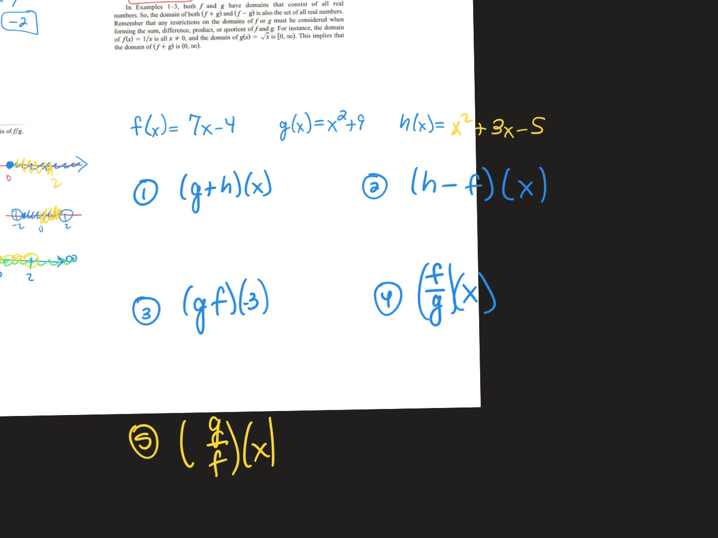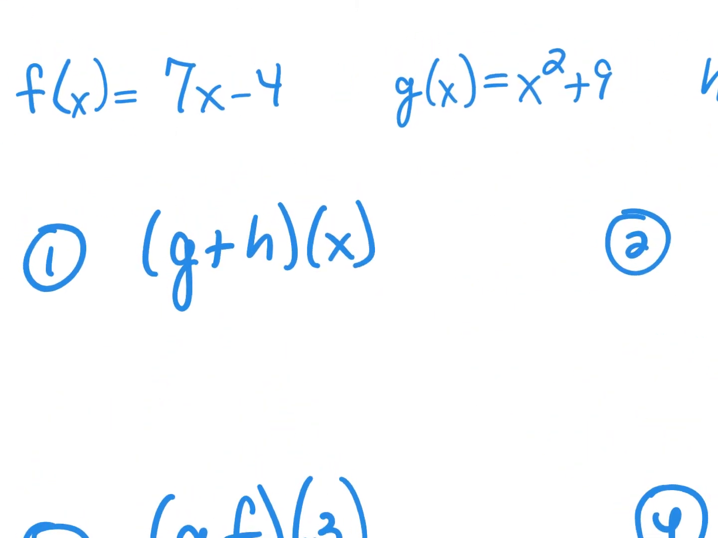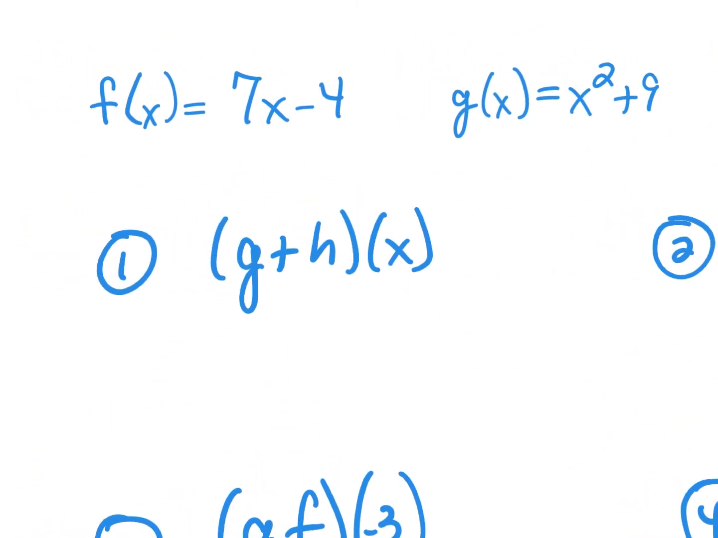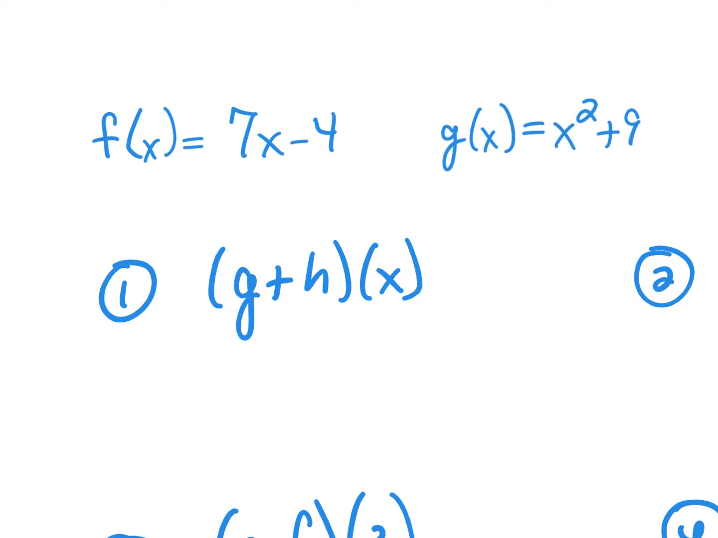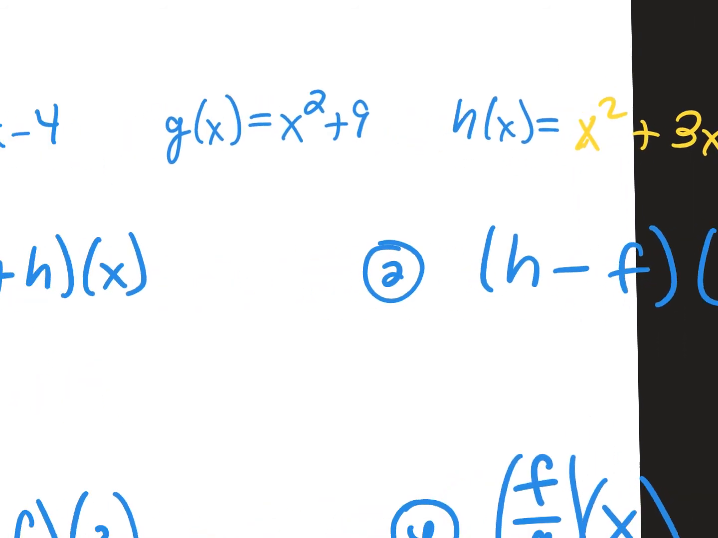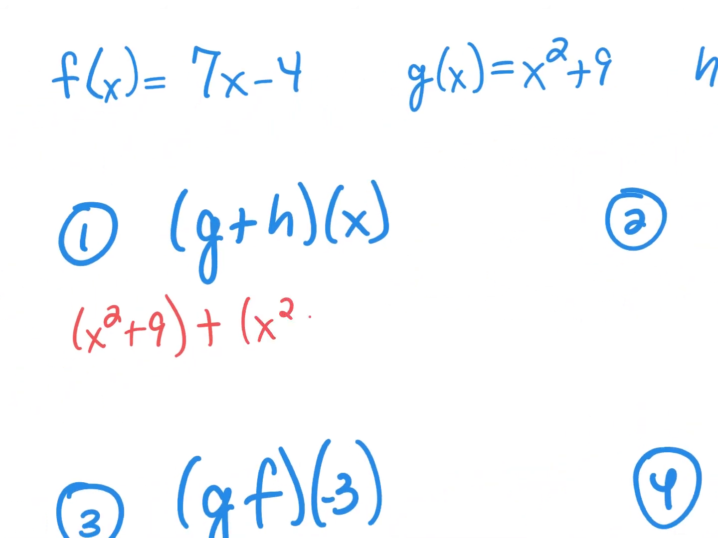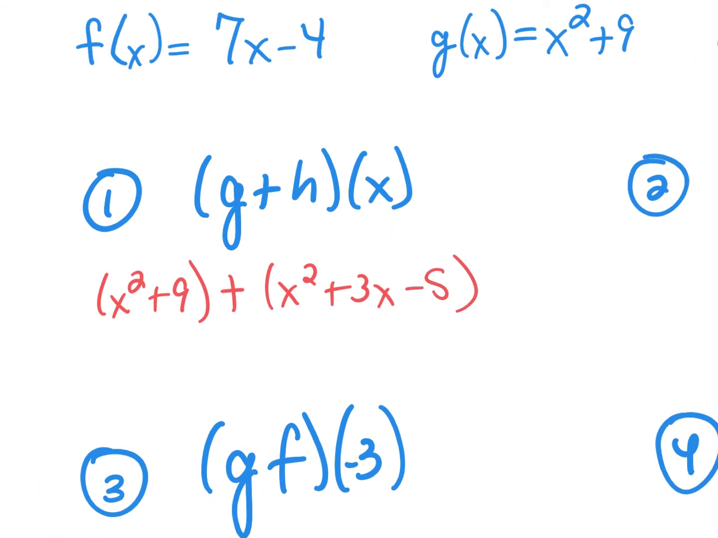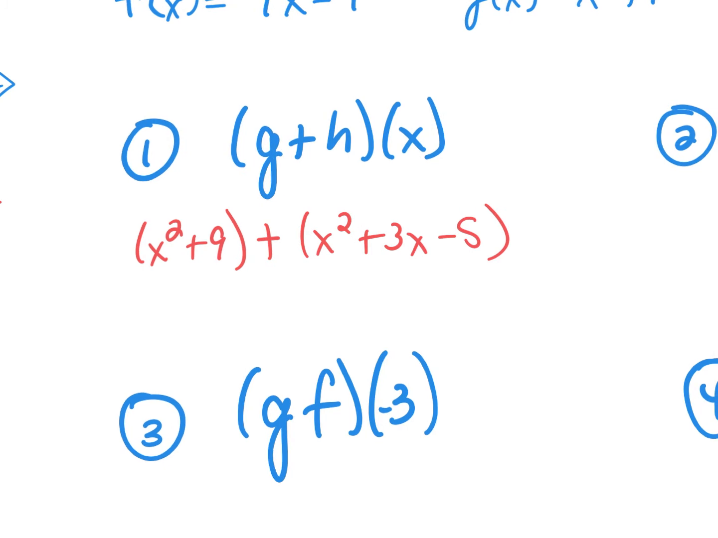Number 1 says to do what with G and H? Add them. And your answer should have what in it? An X. It's telling you leave your answer in terms of X. So in order to show me your work and to do this correctly, you would take your G function, because that's the one that's listed first, x squared plus 9, plus your H function, x squared plus 3x minus 5. All right, now you're showing me which 2 functions I'm talking about.